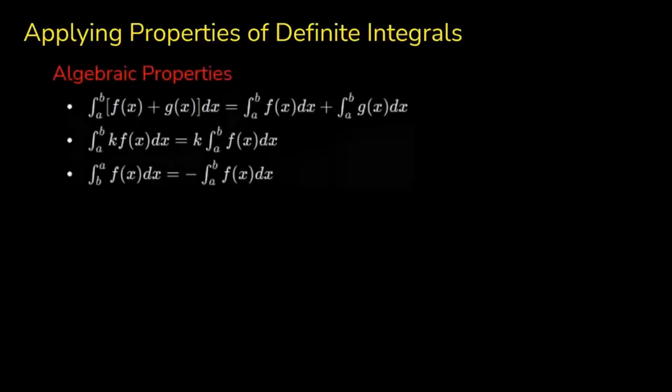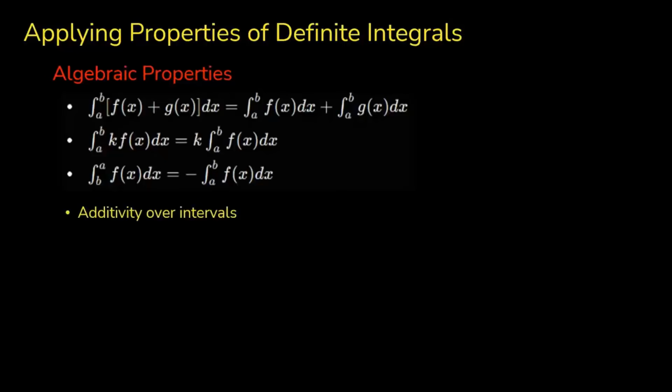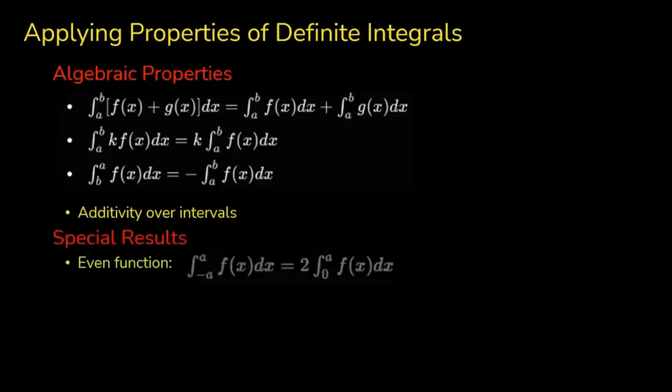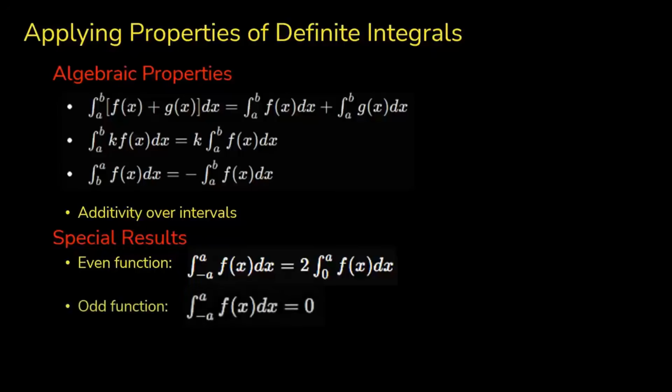Definite integrals follow algebraic rules: sums and differences of definite integrals, as well as integrals that are multiplied by a constant. Reversing the limits on the integral is going to change the sign of your answer. Also, you need to understand the concept of additivity over adjacent integrals. Symmetry: if f is even, the integral from negative a to a is equal to twice the integral from 0 to a. If the function is odd, the integral from negative a to a is 0. Knowing these properties can save you a ton of time on the exam.